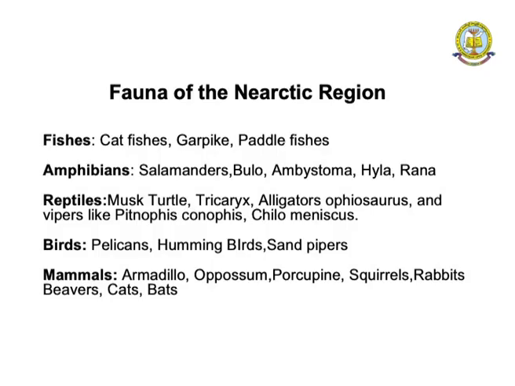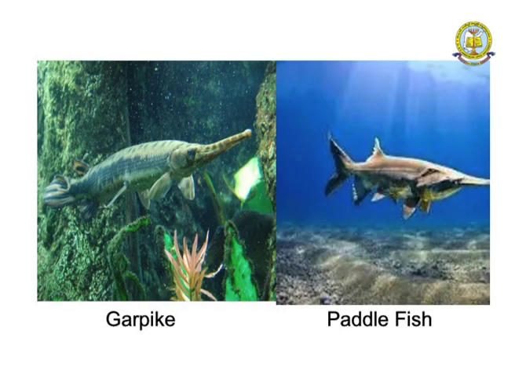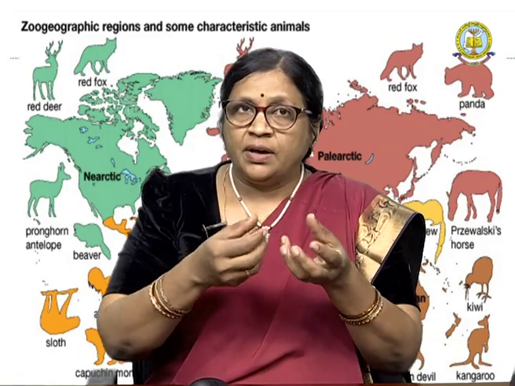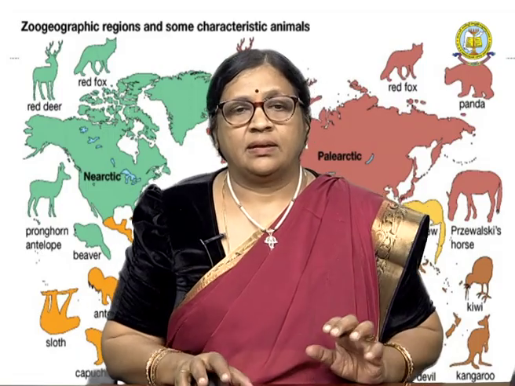Apart from this, we find salamanders, Ambystoma, and among the fishes we find garpike and paddlefish. We can have a look at the garpike. It has a long snout, characteristic of this particular region, and paddlefishes have a number of fins which give an appearance of the fish paddling.